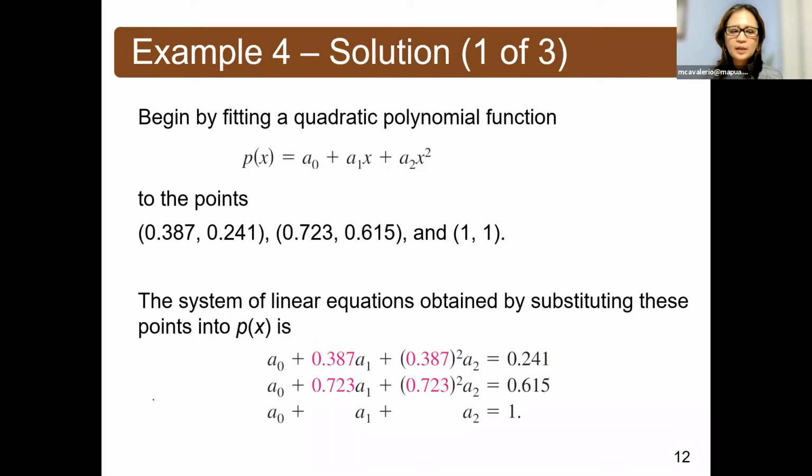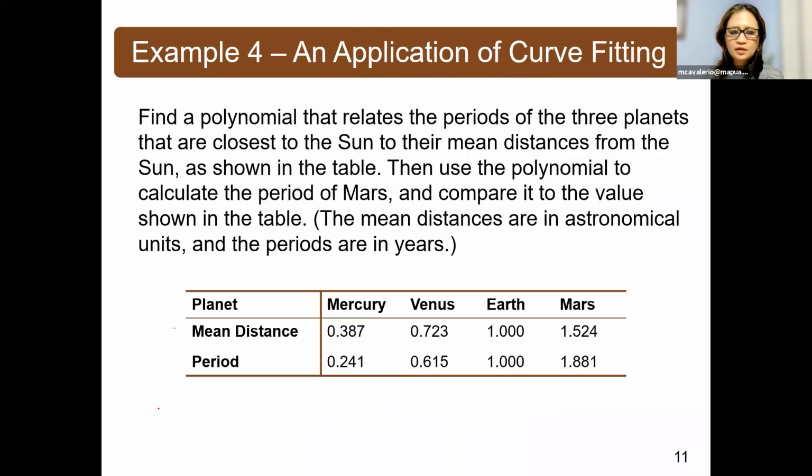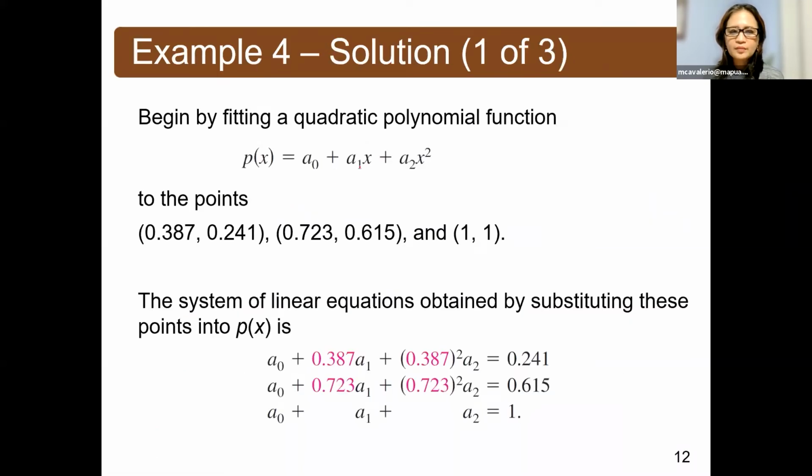Applying the same procedure as we did earlier, the model will be a quadratic polynomial function, P of x equals a sub 0 plus a sub 1 x plus a sub 2 x squared. We only need to satisfy this function with the given values of x and y. So P at 0.387 is equivalent to a sub 0 plus 0.387 times a sub 1, plus 0.387 squared times a sub 2.